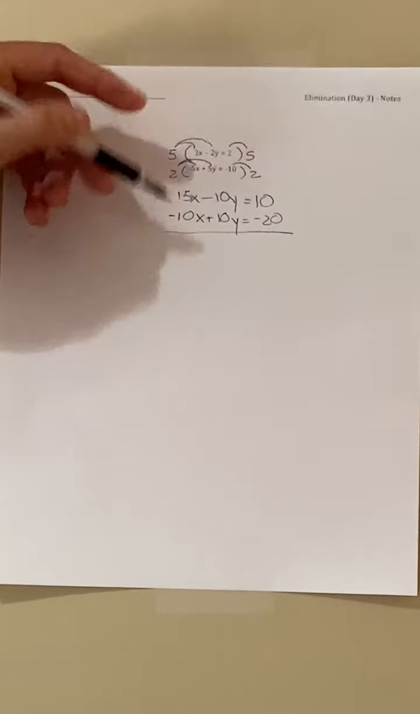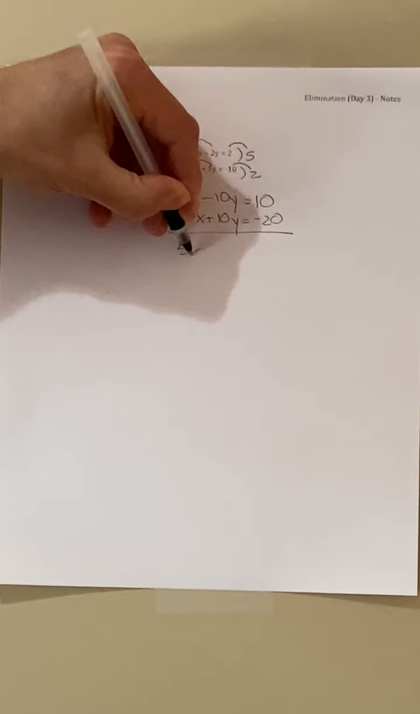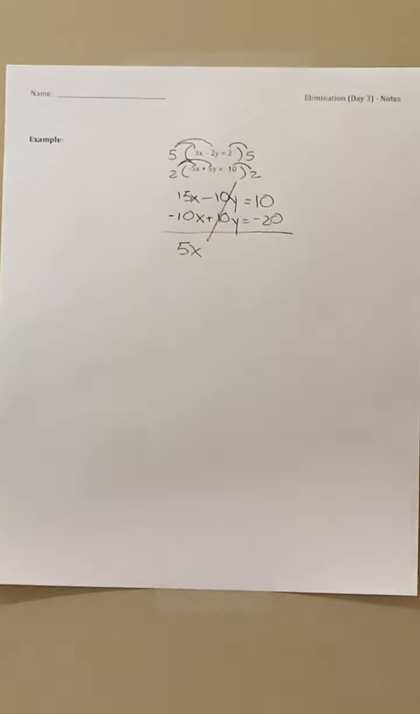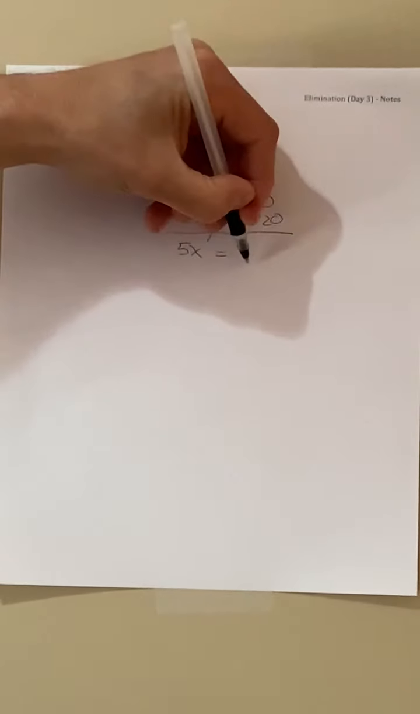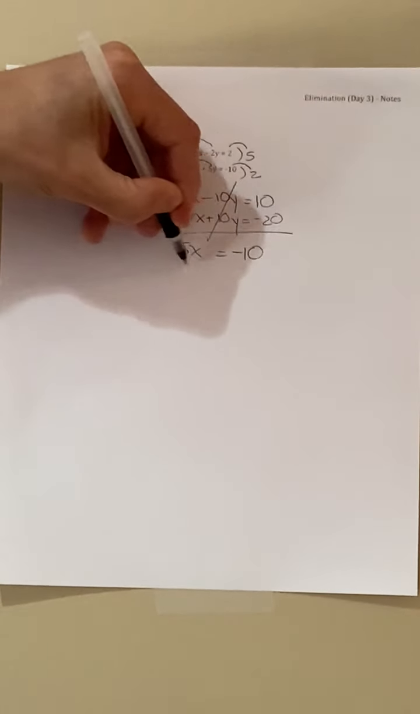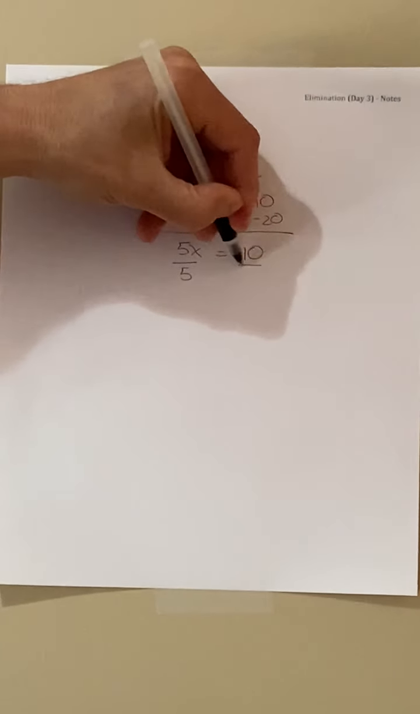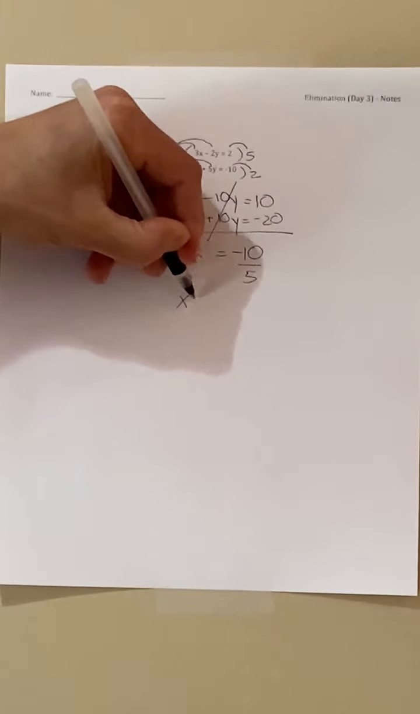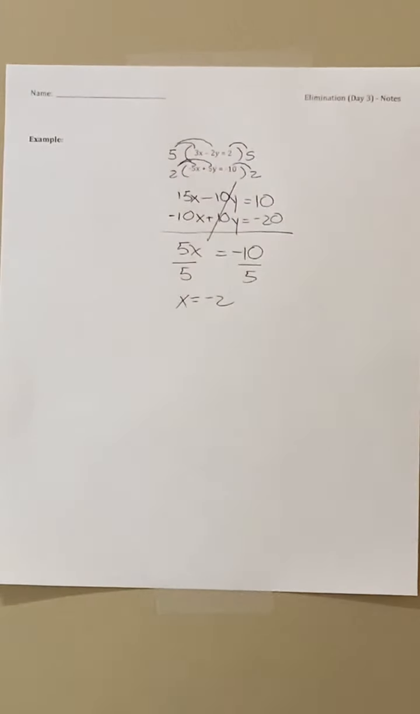Okay, so 15x minus 10x gives me 5x. My y's cancel out. 10 minus 20 is negative 10. Divide through by 5, and I get x is equal to negative 2.